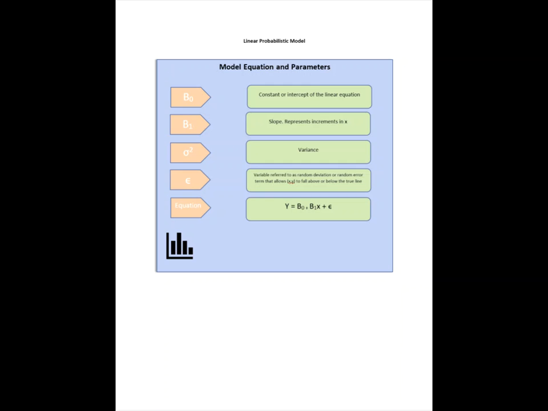That's why a random deviation or random error term is used. This variable will give us a point either below or above the true regression line, and that's how the scatter points are created.